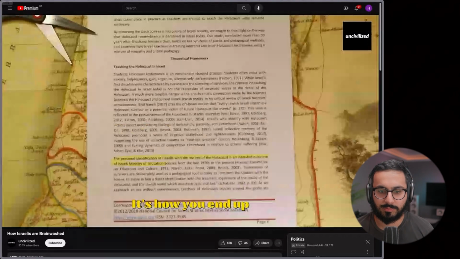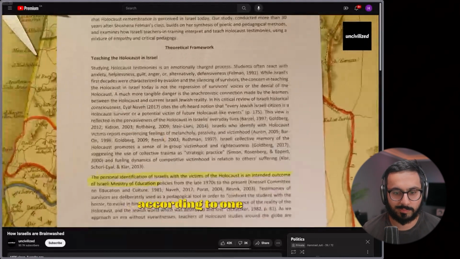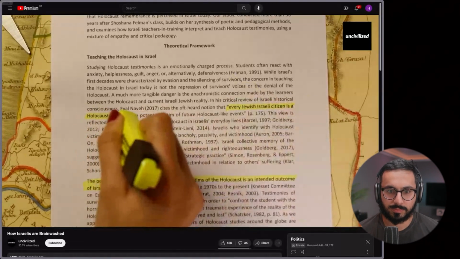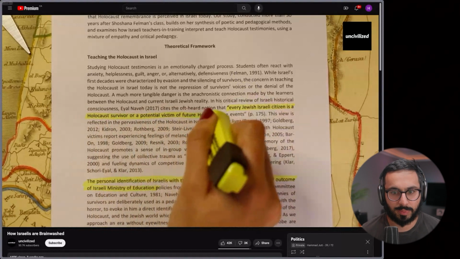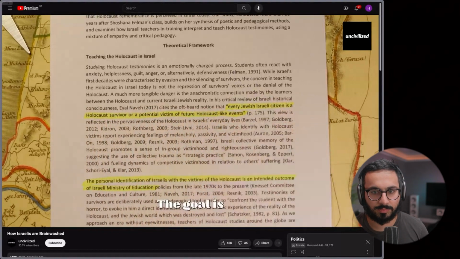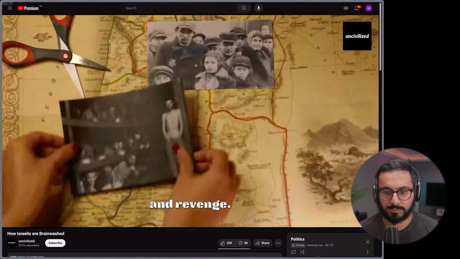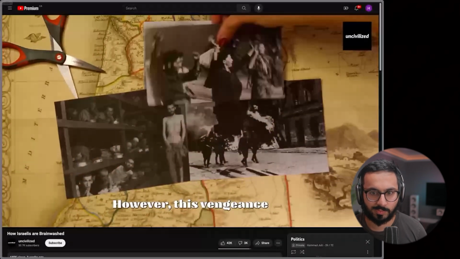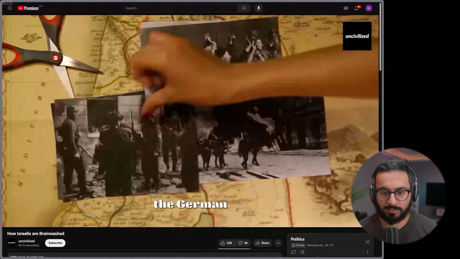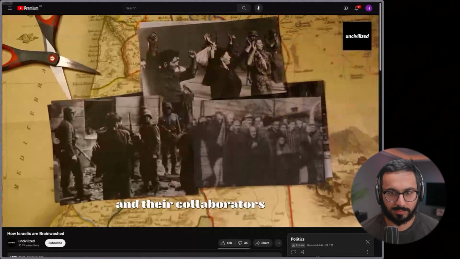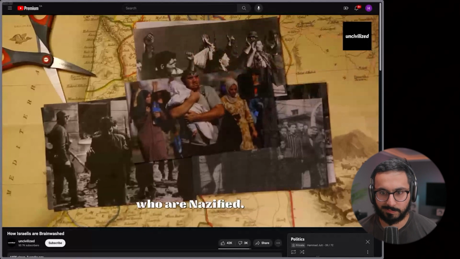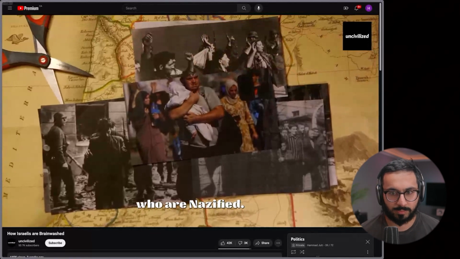It's how you end up with a society where, according to one Israeli professor, every Jewish Israeli citizen is a Holocaust survivor or a potential victim of future Holocaust-like events. The goal is traumatization and revenge, and not to let the fire of vengeance die out. However, this vengeance is not directed towards the German persecutors and their collaborators in Europe, but towards Palestinian colonized subjects who are Nazified.